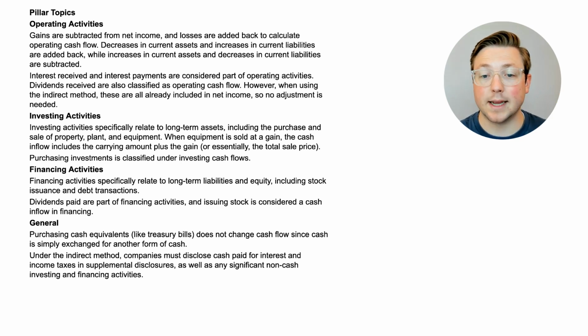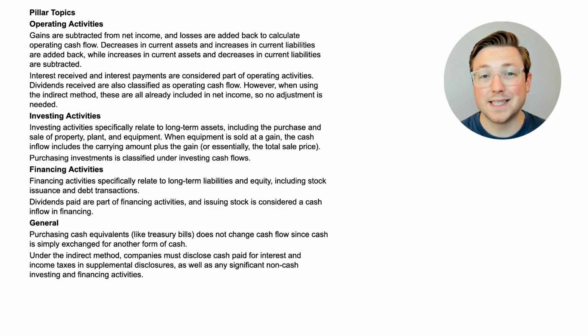Decreases in current assets and increases in current liabilities are added back, while increases in current assets and decreases in current liabilities are subtracted. Interest received and interest payments are considered part of operating activities, so are dividends received. But when you're using the indirect method, these are already included in net income, so you don't need to do any adjustments. Now for investing activities.